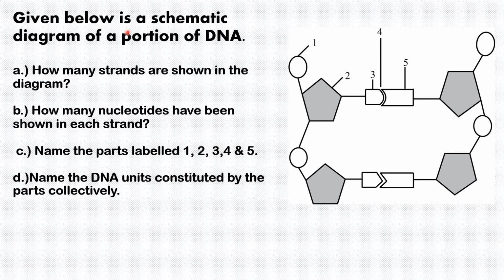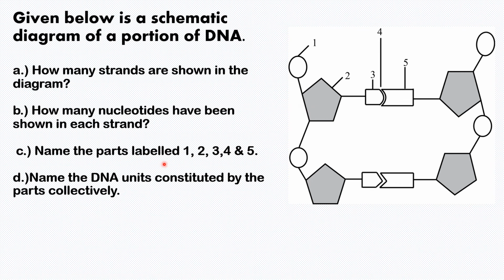Given below is a schematic diagram of a portion of DNA. How many strands are shown in the diagram? Here you can see 2 DNA strands are there. The answer is 2. How many nucleotides have been shown in each strand? In each strand you can see 2 nucleotides. Yes, this is one nucleotide. This is another nucleotide.